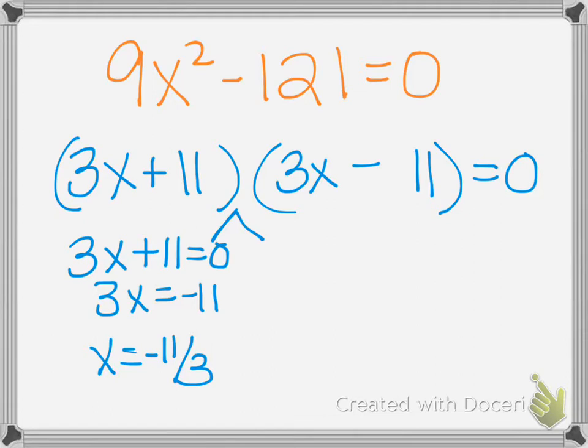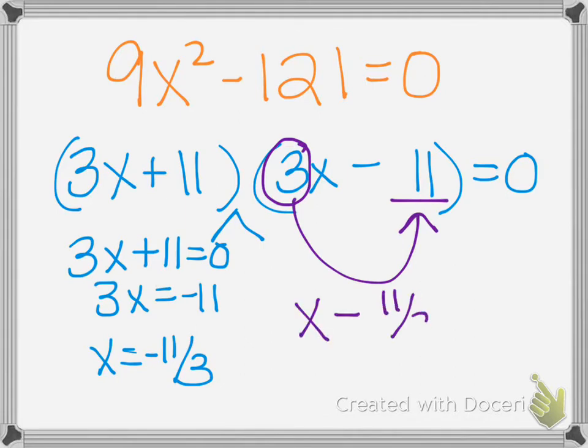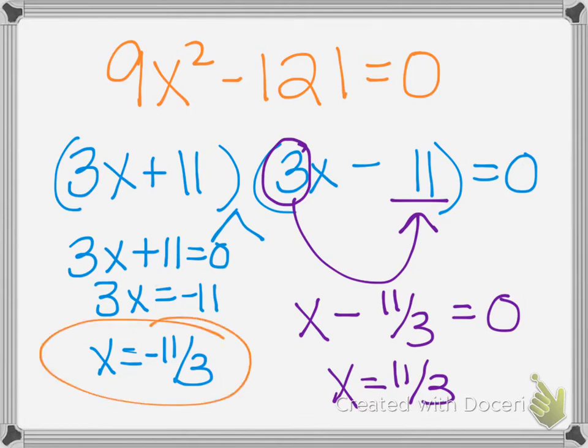So there's a little trick to keep in mind. This is what I always do. I take this 3 and I put it as a fraction under 11, so it's technically x minus 11 over 3, so that you know to make this equal to 0, x would have to equal positive 11 over 3. So here's one of our answers, here's the second.